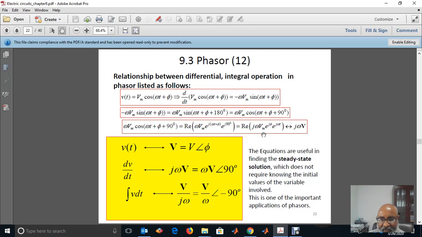What is the original phasor form for this one? It is Vm e raised to j phi. So I have j omega times V. This is for the derivative. So the derivative of v(t) is j omega times V, or omega times V at an angle of 90 degrees. And the integration is V over j omega, so V over omega at an angle of minus 90 degrees.